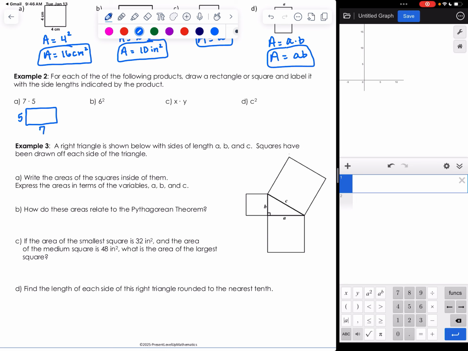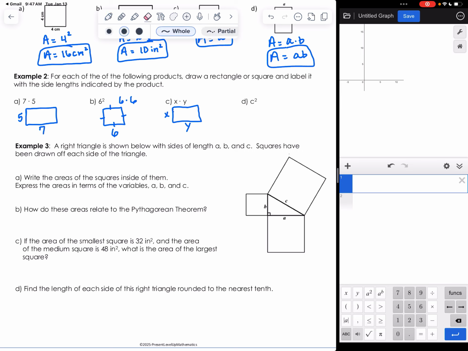In problem B, our product is 6 squared, which is the same thing as 6 times 6. So this would have to be a square. I'm just going to put these little marks here to indicate that all of these sides are the same. And if I label the sides, I'd just put a 6. In problem C, we have x times y. This would have to be a rectangle because we have different lengths. One of the lengths is x and one of the lengths is y. It actually doesn't matter which label you put where.